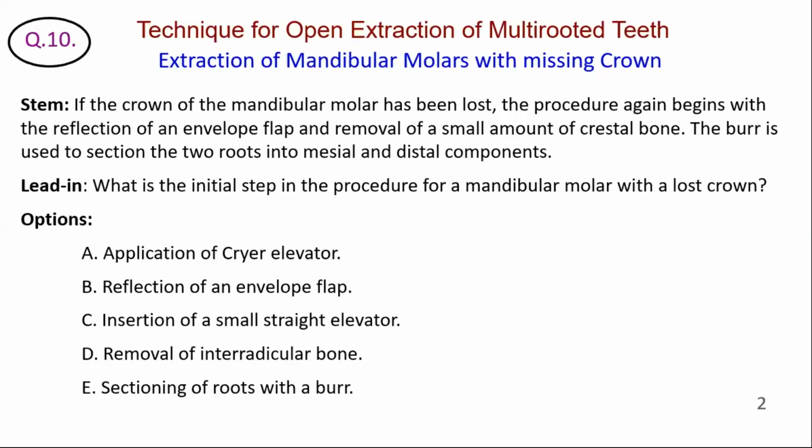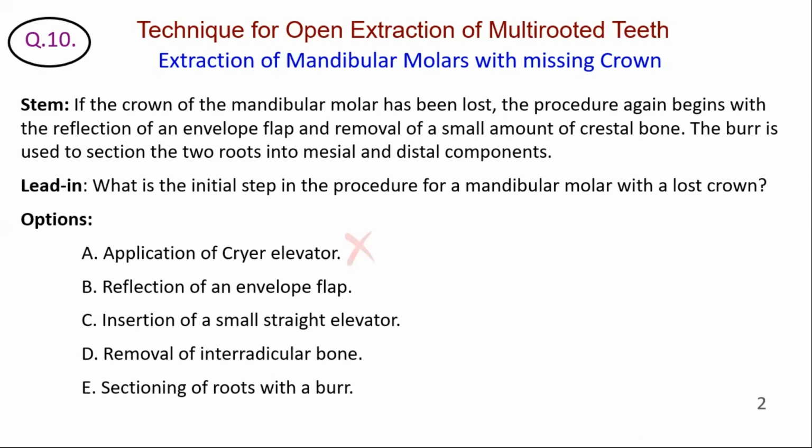If the crown of the mandibular molar has been lost, the procedure again begins with the reflection of an envelope flap and removal of a small amount of crestal bone. The burr is used to section the roots into the mesial and distal components. Remember that we are discussing the extraction of mandibular molar with missing crown. So the question is, what is the initial step in the procedure of a mandibular molar with a lost crown?